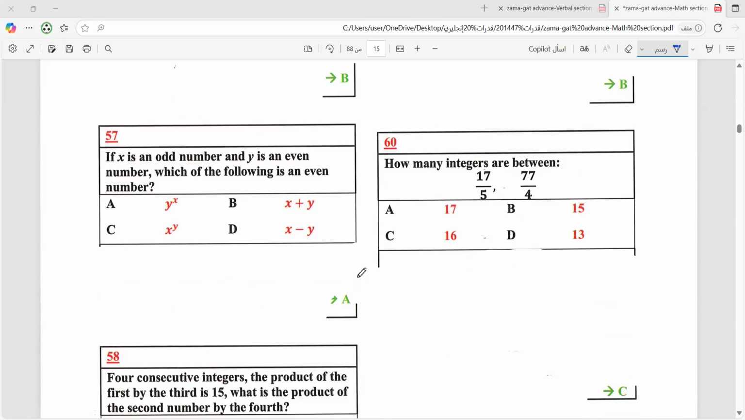Continue. If x is an odd number and y is an even number, which of the following is an even number?